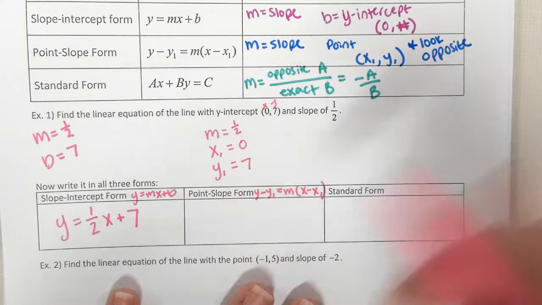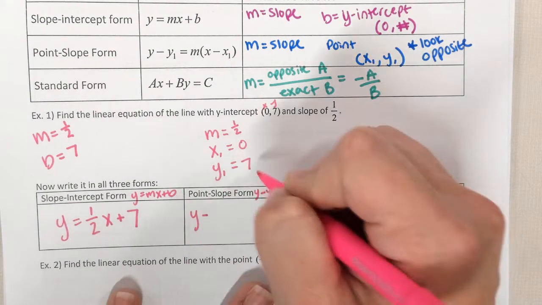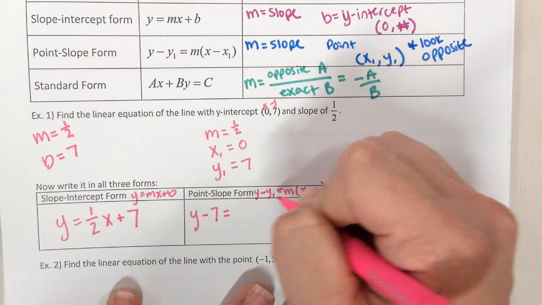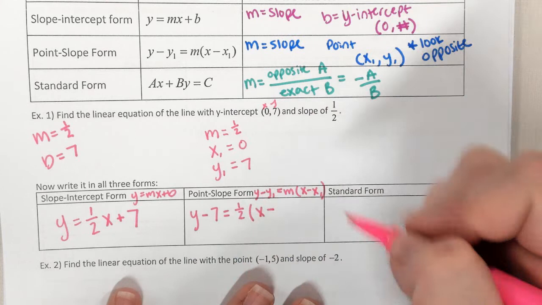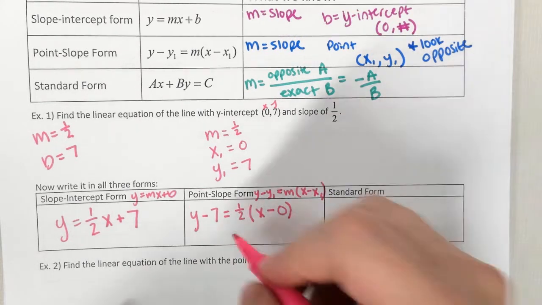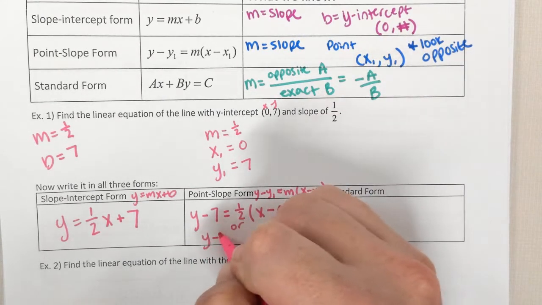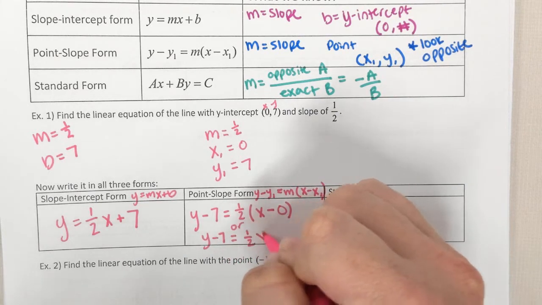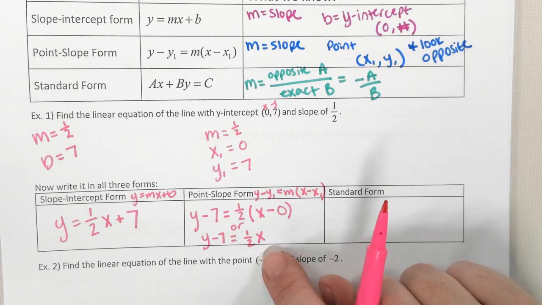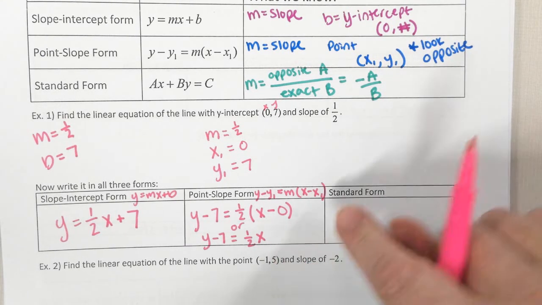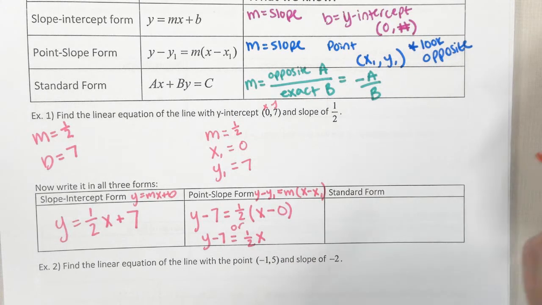So when I plug that in, I get y minus y1 is 7 equals m. What's my m? 1 over 2. Parentheses x minus, well, what's my x1? 0. Now, I do want you to realize that you could also see this one just like this. Why do you think that? Because what's x minus 0? Just x. So if you subtract x minus 0, it's just x. So it could also look like this. However, if you plug it in and it looks like this, that's perfectly fine because that's right. You don't have to simplify it.